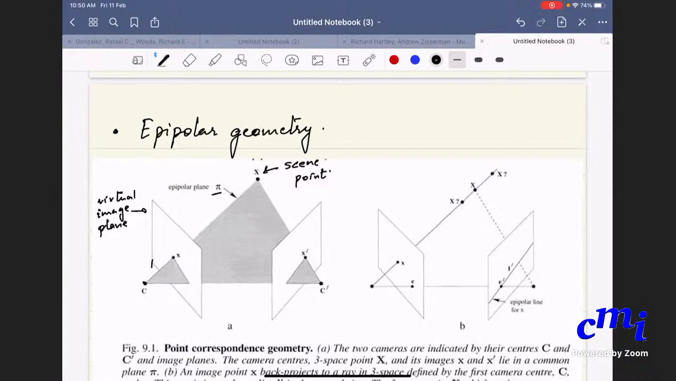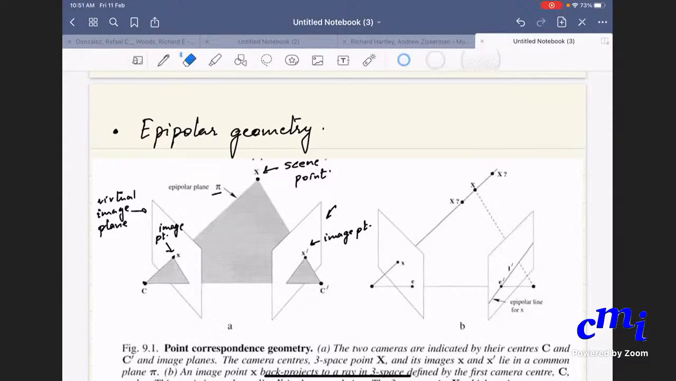The line joining C and X is exactly the ray that will get projected on the point x in the image, right? So if this is the scene point, then this is the first image point, the image point in image 1. And similarly, here you have image 2, and this is X prime, which is also an image point in the second image. And the line joining X and C prime is exactly the line that projects onto this X prime. Correct? That is the image formation process. I hope this much is understandable.